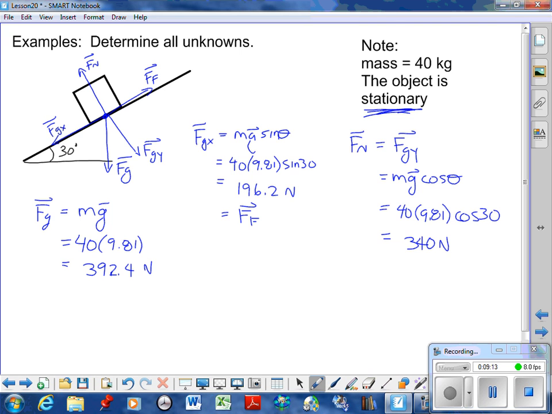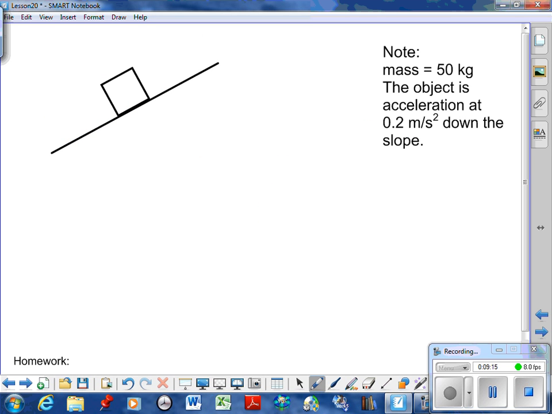Okay? I have one last example. Didn't draw in my angles. I wish I would have done that. So let's go down and let's say this is 20 degrees. We have our mass. It's 50 kilograms. And this time we have an acceleration.